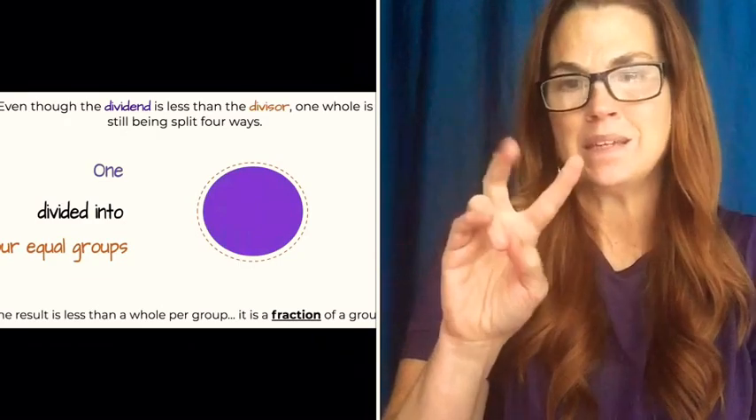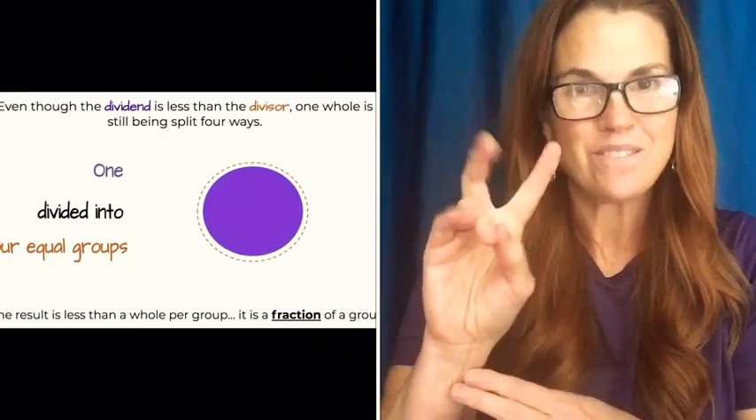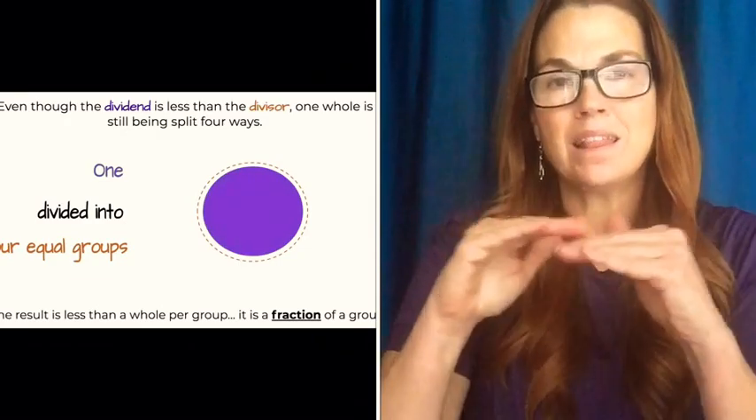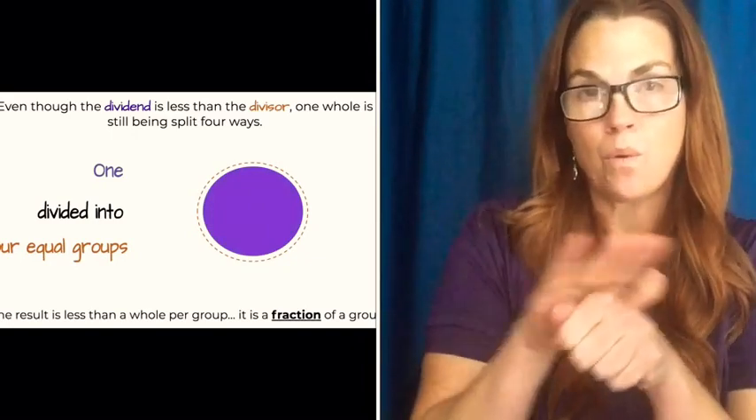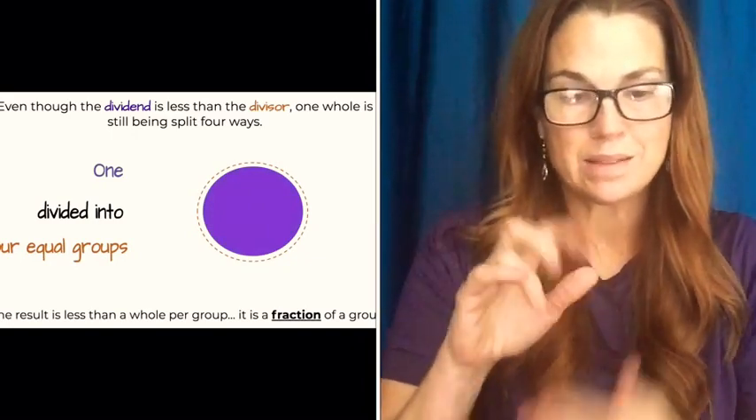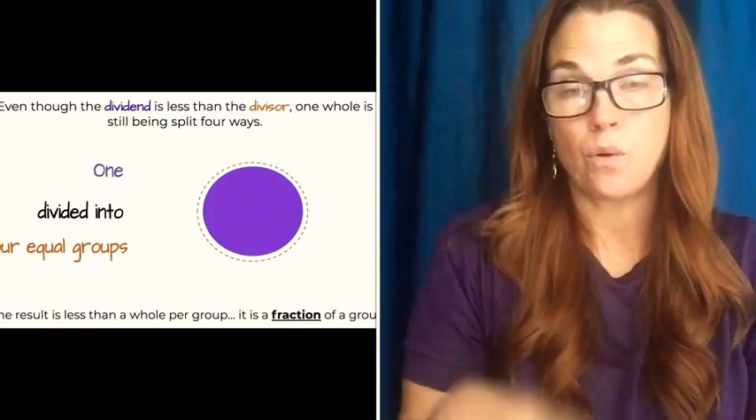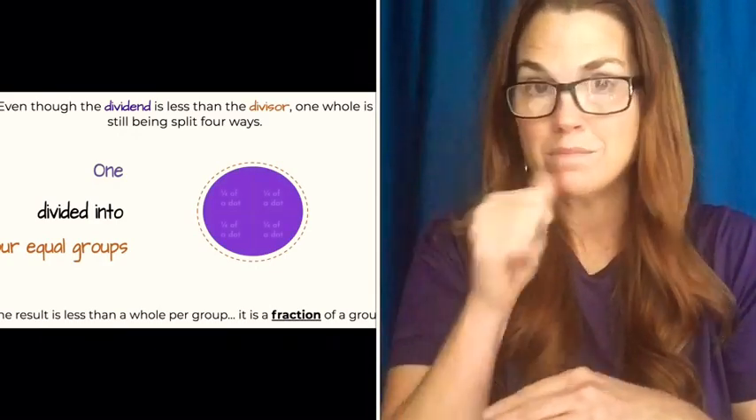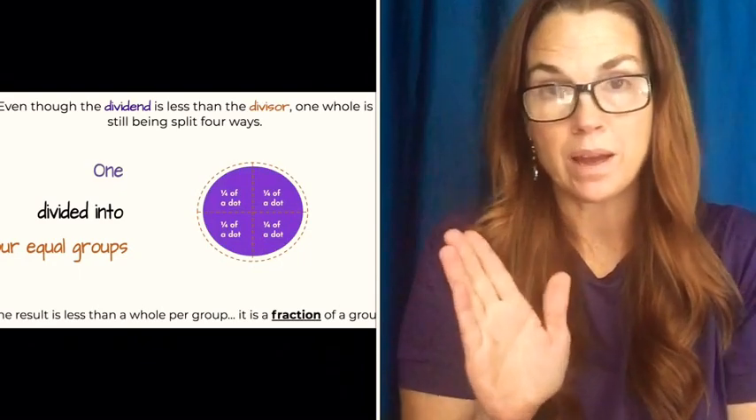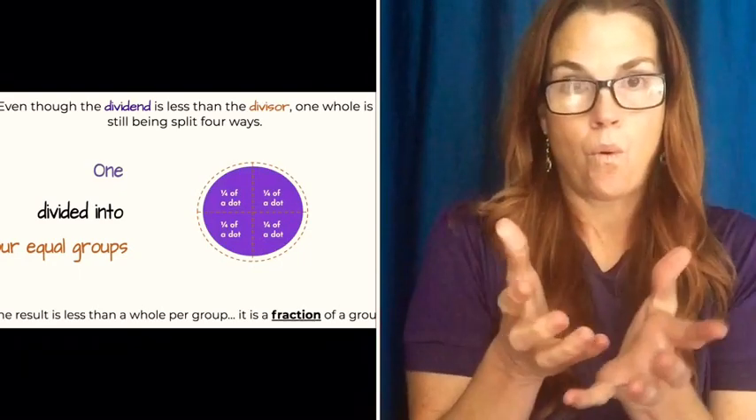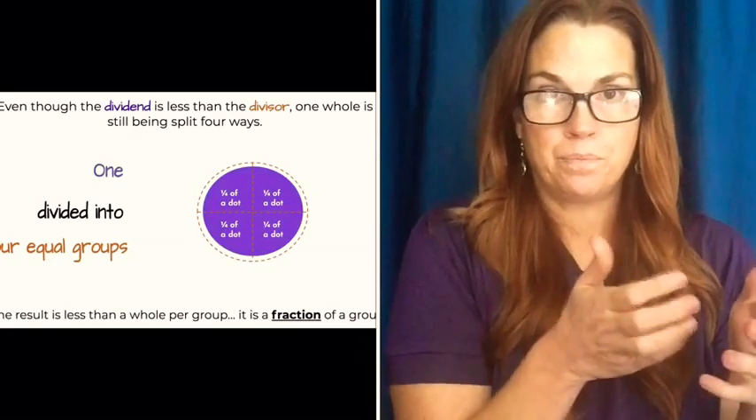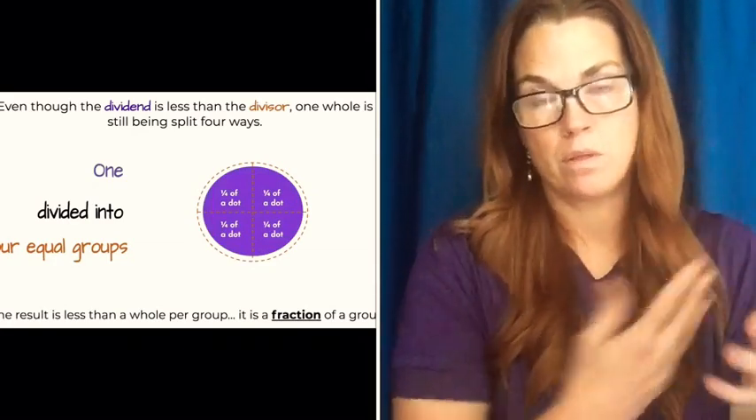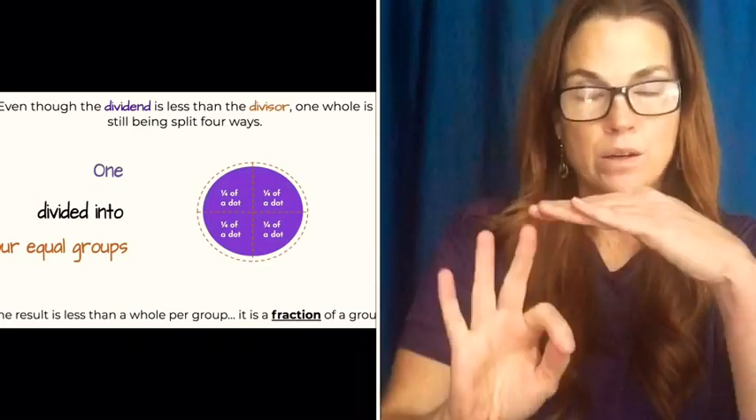Even though the dividend is less than the divisor in this example, 1 whole is the dividend, 4 is the divisor. 4 is greater than 1, not less. That's okay. We can still take 1 whole and separate it into 4 equal groups. The result is just less than a whole. It would be a fraction amount in each group, and that's okay.